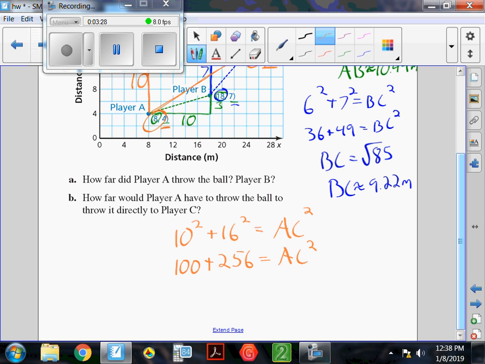equals AC squared. So AC equals the square root of 356, which we could probably reduce. But since everything else is in terms of decimals, we can use decimals here. It reduces to 2 root 89. So you can find that by doing 356 divided by 2, 356 divided by 4. And that's approximately 18.87 meters.